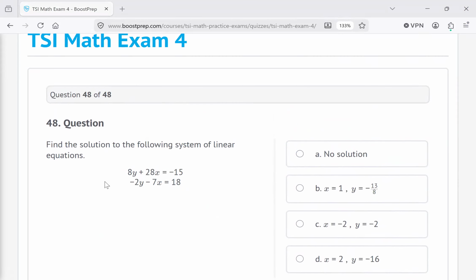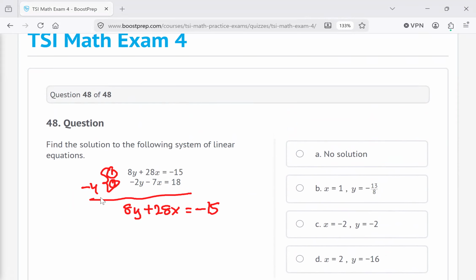Over here, find the solution to the system. Okay, last one. System of equations, solve for x and y. I'm just going to do elimination and probably get rid of the y. So I'm going to have to multiply the second equation by -4. The first one I haven't changed, so I just rewrite the first equation.